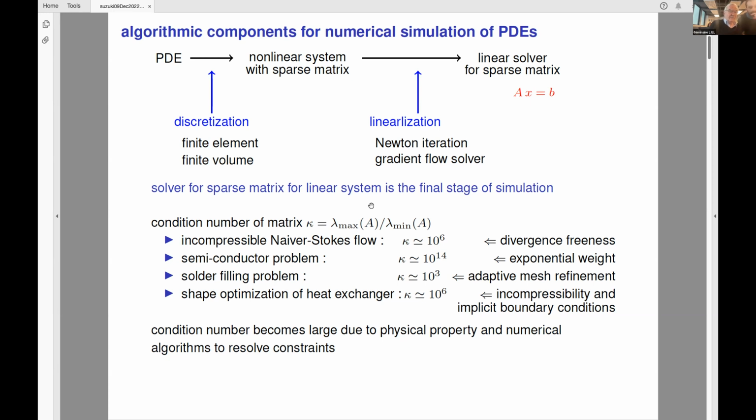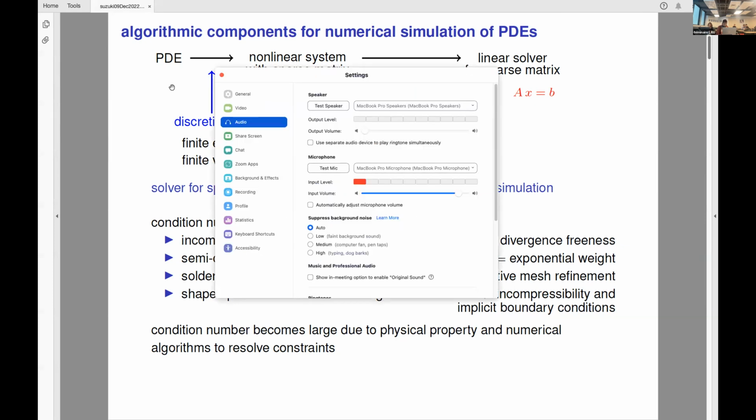In recent years, what kind of condition number do we see? For example, for mathematical structure it is 10 to the power 6, because of divergence constraints. The divergence constraint is different physics than the momentum equation. So suppose the condition number becomes large due to the divergence constraint. And also the highest condition number I experienced is in the semiconductor problem, due to the mathematical model, with diffusion parameter depending on the electrostatic potential.